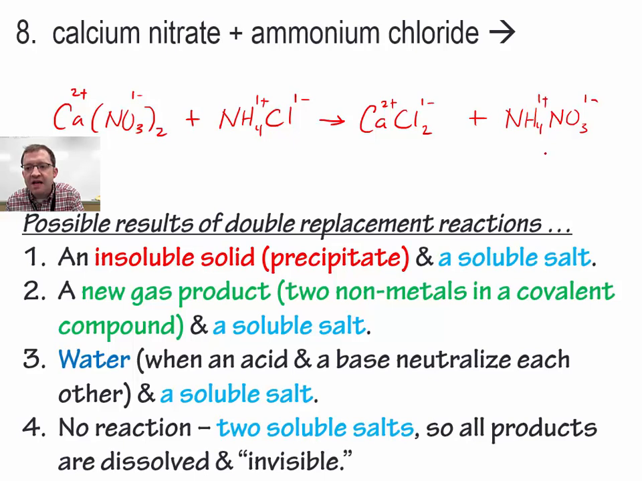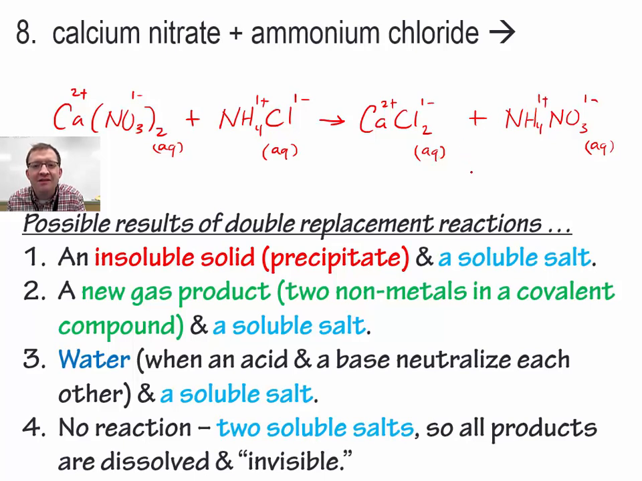Now, when I go to look these up in my solubility table or my solubility rules, I find that nitrates are always soluble, so this nitrate will be soluble. I'll also find that ammonium chloride and calcium chloride are both soluble compounds. So when I mix a solution of calcium nitrate and a solution of ammonium chloride, these reactants together are going to give us, well, possibly over here, calcium chloride and ammonium nitrate, which are both soluble as well.